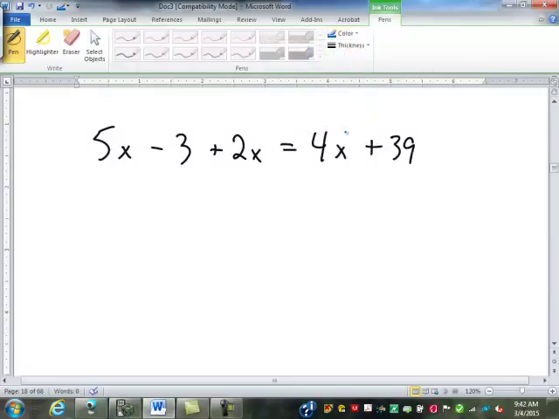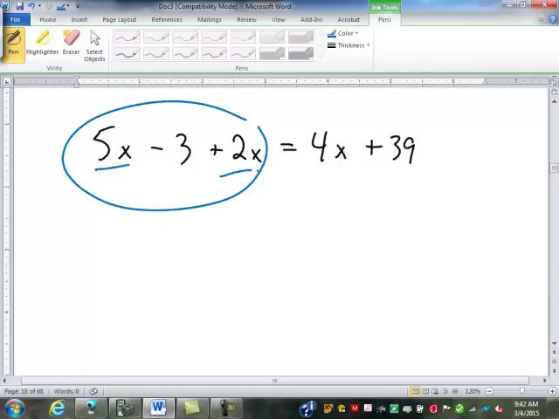How about this one? Ways to get rid of 4x. Actually, no. Wouldn't you add the 5 and the 2? We're going to combine what we can on each side first. So here we've got 5x and 2x, which makes 7x. We still have minus 3 equals 4x plus 39. Now that we've combined everything we can, then get rid of the 4x.